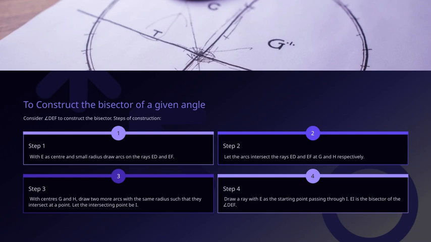With centers at G and H, we draw 2 more arcs with the same radius. The purpose of this is to find a point where these new arcs intersect. We mark that intersection as point I.